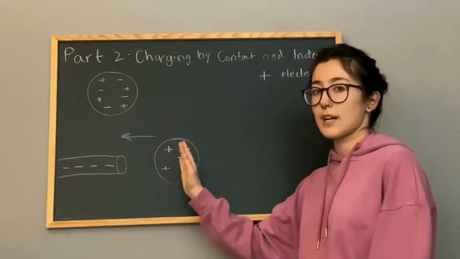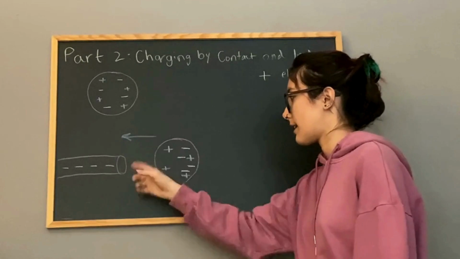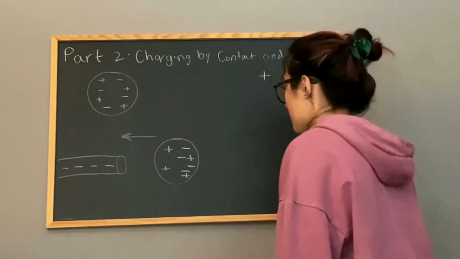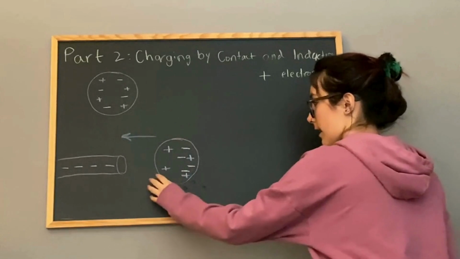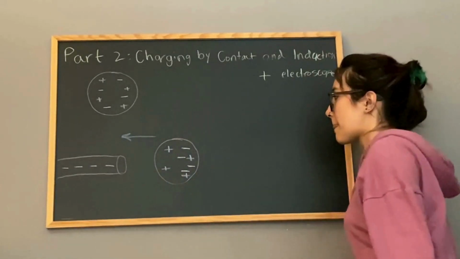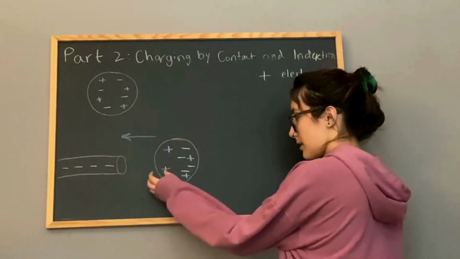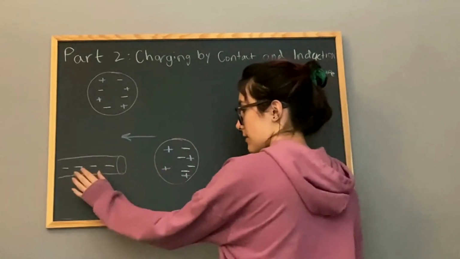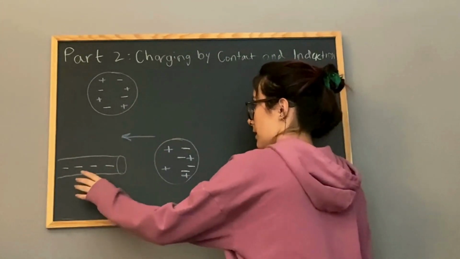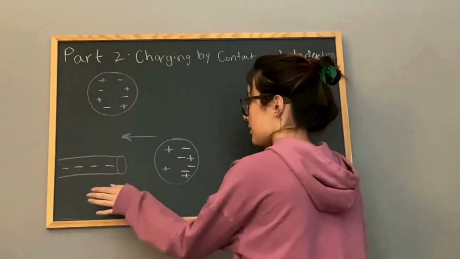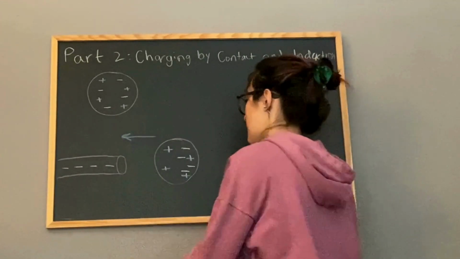So once they all migrate to the end to get away from the negatively charged object, what you get is one side is more negatively charged and one side is more positively charged. Since the positive side of the object ends up being closer to this negative rod, it is now attracted to it and it can start moving towards it due to an electrostatic force.